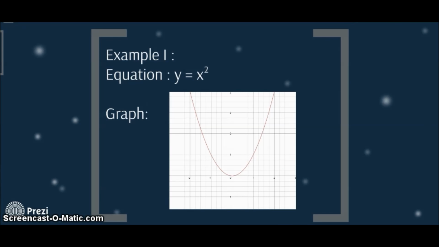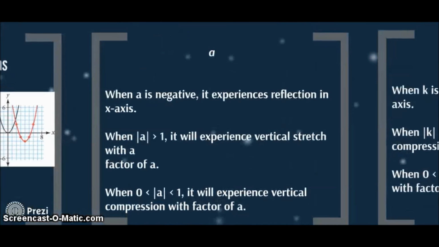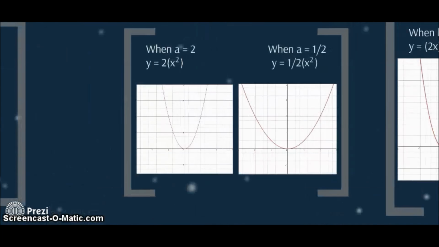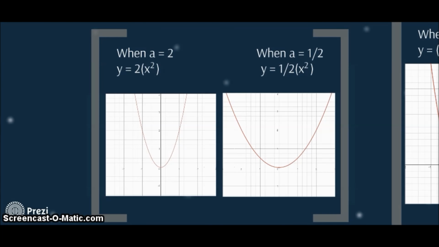Example 1. This is an original graph of y equals x squared. A: when a is negative, it experiences reflection in the x-axis. When a is more than 1, it will experience vertical stretch with a factor of a. And when a is between 0 and 1, it will experience vertical compression with a factor of a. These are the examples of the transformed graphs when a equals 2 and when a equals 1 over 2.